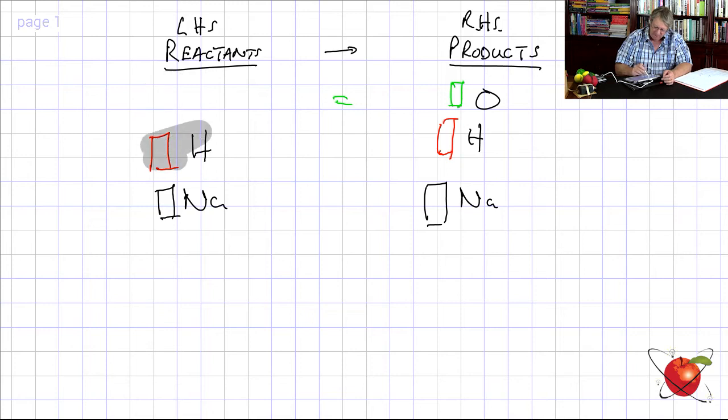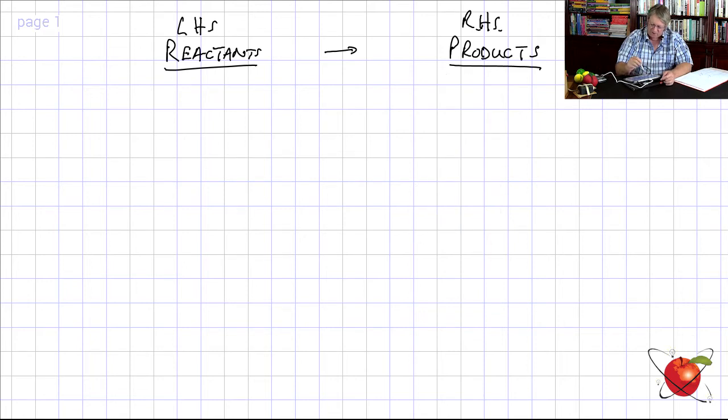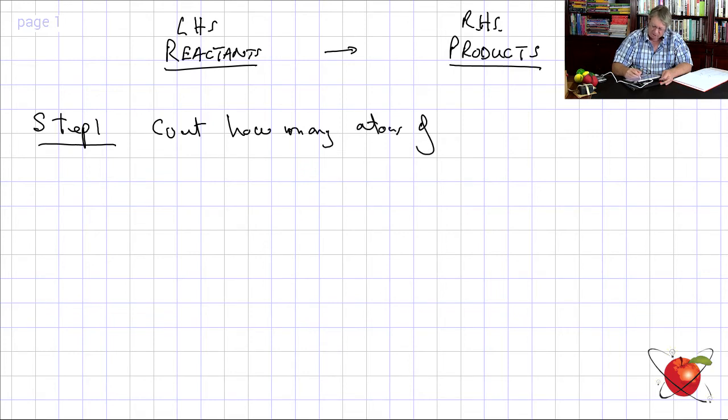So, how do we balance it? Well, there's a recipe for it. You should probably write it down. It's worth just taking it down. It's one I use. So we say, step 1 is, first of all, count how many atoms of each there are on the left-hand side and right-hand side.